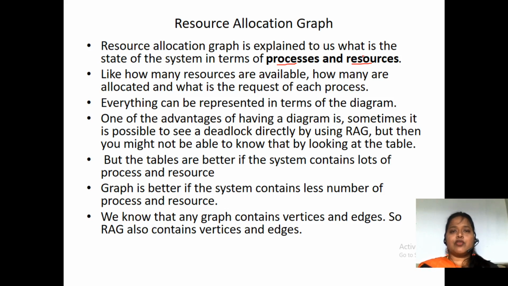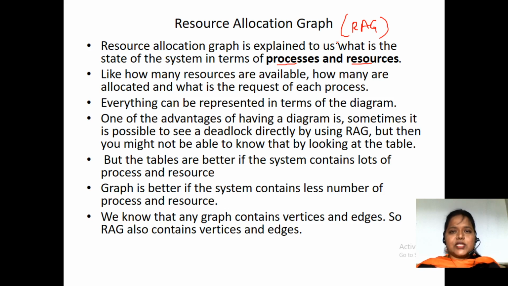Suppose you have a large number of processes and a large number of resources, then we have to go for the Banker's algorithm. But when we have a limited number of resources and a limited number of instances of resources, then we can go for the resource allocation graph. This resource allocation graph, in short, we call it a RAG.